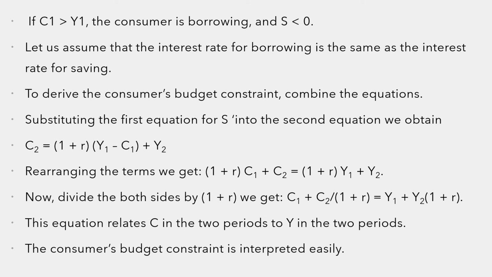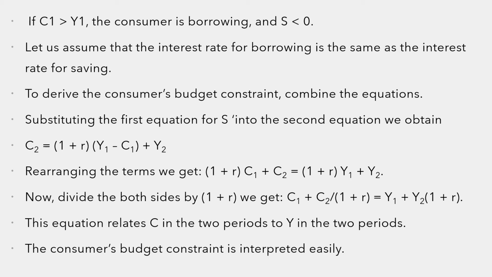And if C1 is greater than Y1, the consumer is borrowing, because in order to deal with some necessities, the consumer will definitely make some kind of consumption, right? Even if the income of the consumer is less, or even if the consumer doesn't have any income, he or she should consume at least for the necessity needs, right? So in order to finance the consumption of these necessities, the consumer would go and borrow. Let us assume that the interest rate for borrowing is the same as the interest rate for saving.